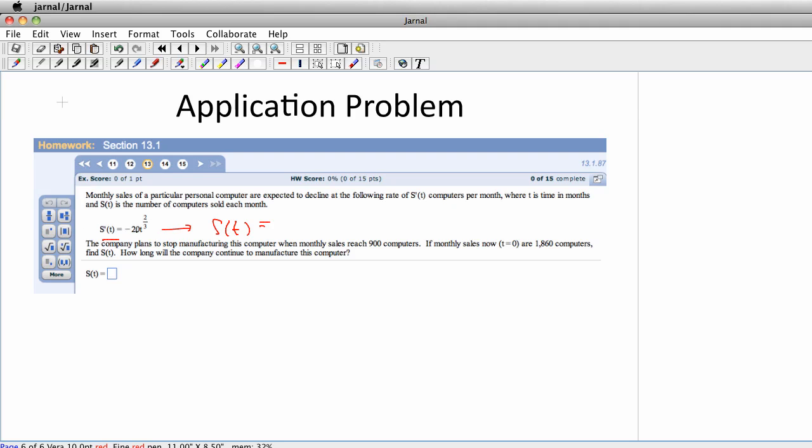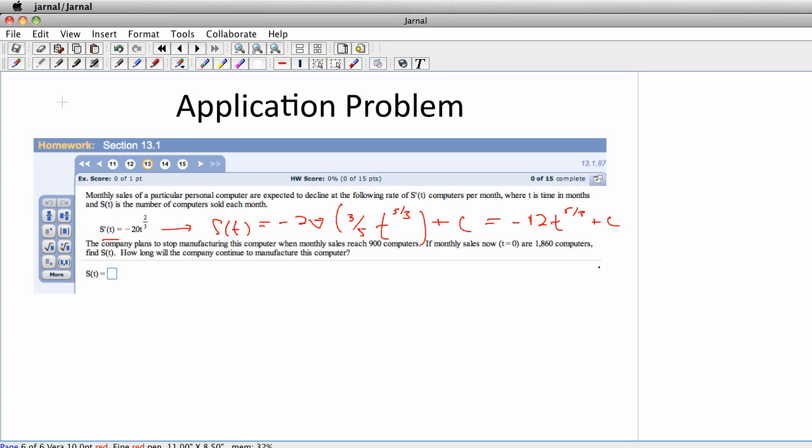So if you tell me the derivative is minus 20t to the 2/3, well then I know that the formula for the function is minus 20. I'll add 1 to 2/3, which will be 5/3. That means there needs to be the reciprocal of that, 3/5, out here in front, plus a constant. And I'll simplify that just a little bit so I can work with it more easily. Negative 20 times 3/5 is negative 12. So the correct formula for sales is minus 12t to the 5/3 plus c.